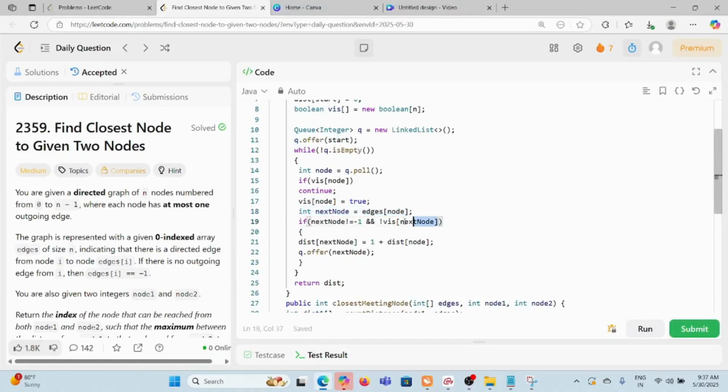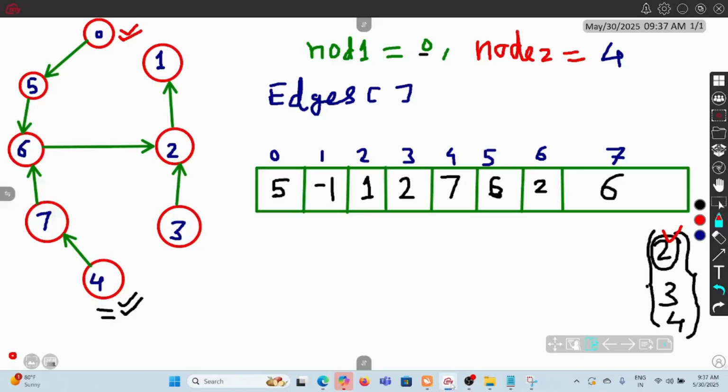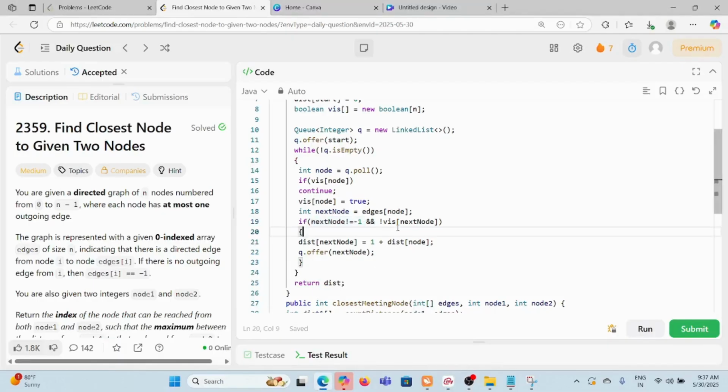Now we are doing one thing here: the next node should not be -1, because otherwise that will not be reachable. For example, if we are at node 1, there is no next node it is connected to. That is why the -1 check is put there. And if it is not already visited, then we put the distance of it. So the distance of the next node would be 1 plus the distance of the node that was popped out, because the distance increases by 1 to the connected node. And then we push the next node as well.